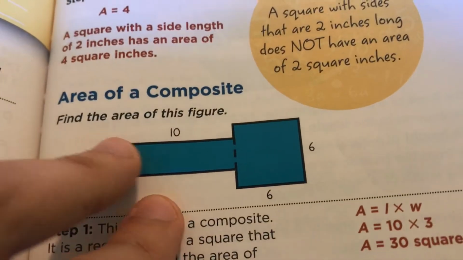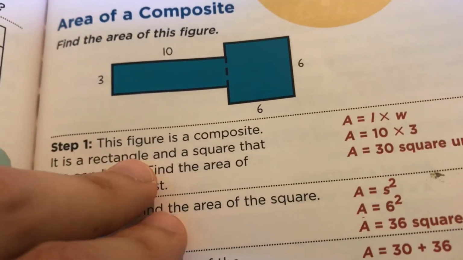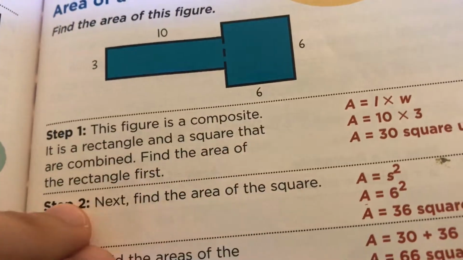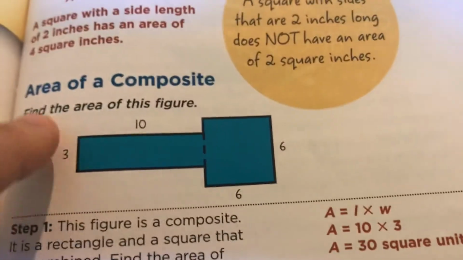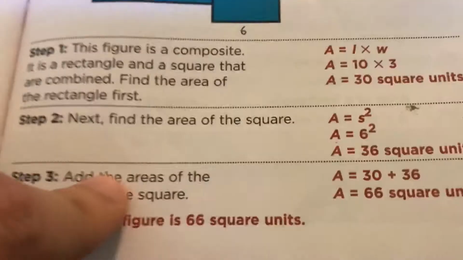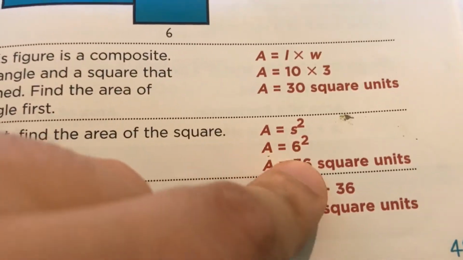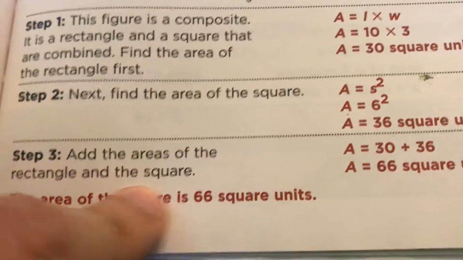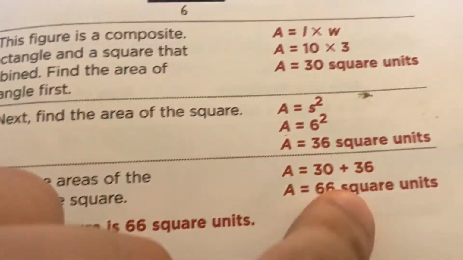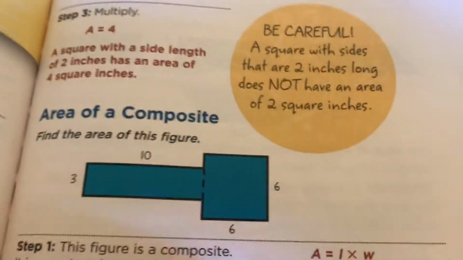Area of a composite figure. Find the area of this figure, okay? So step 1, this figure is a composite. It is a rectangle and a square that are combined. Find the area of the rectangle first. Length times width: 10 times 3, 30 square units. Next, find the area of the square. Side is 6, so 6 squared, or 6 times 6, is 36. Add the areas: 30 plus 36 equals 66. 66 square units is the area of these two figures. So that's the area of a composite.